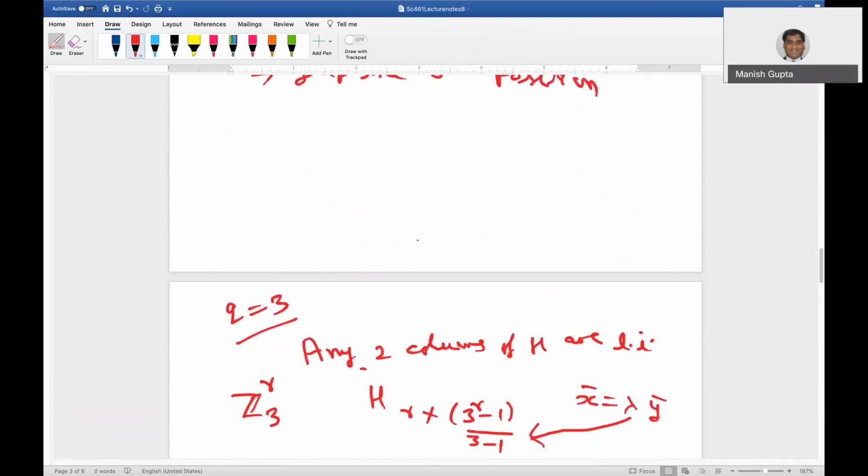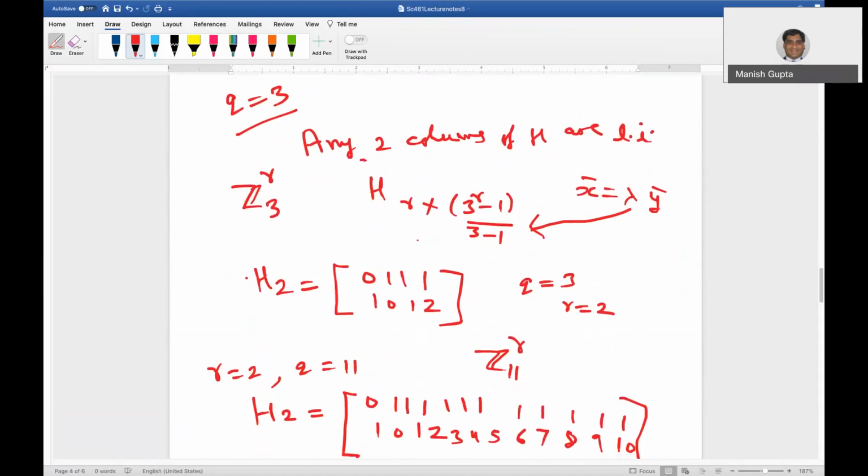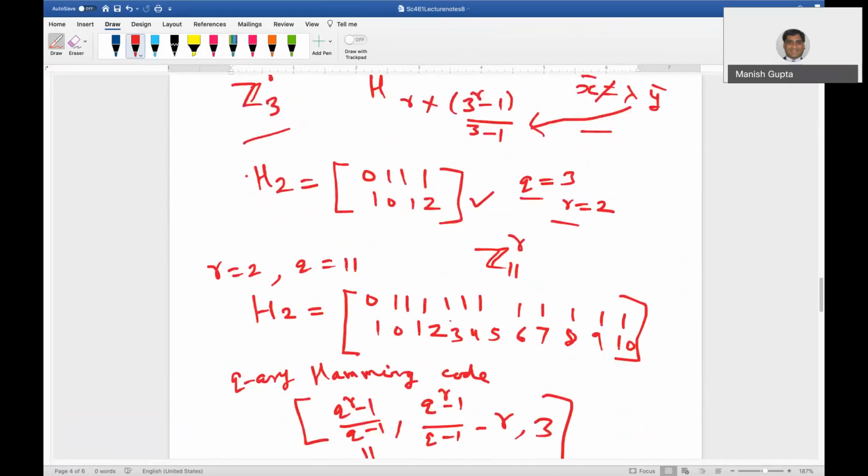Now we can generalize this procedure to ternary codes. When q is equal to 3, we need to keep in mind that any two columns of H are linearly independent. Okay, so our space is now GF(3) raised to power r. The parity check matrix is r times (3 raised to power r minus 1) divided by (3 minus 1). We need to make sure that no two columns are multiples of each other. So for example, if q is equal to 3 and r is equal to 2, we get the following matrix: 0 1 1 1, 1 0 1 2. And if r is equal to 2 and q is equal to 11, we get the following matrix.